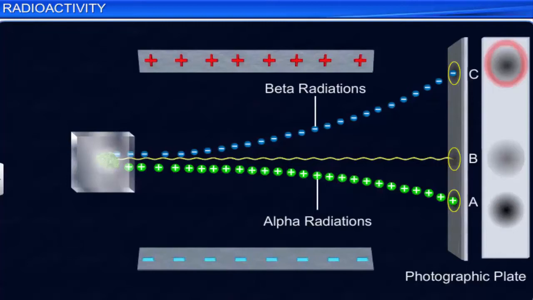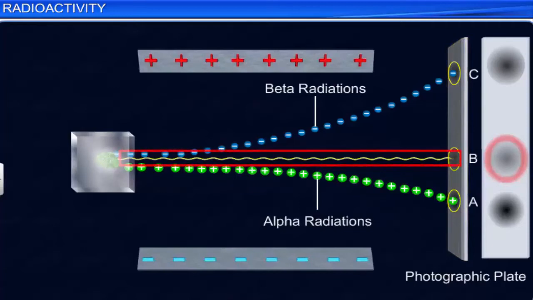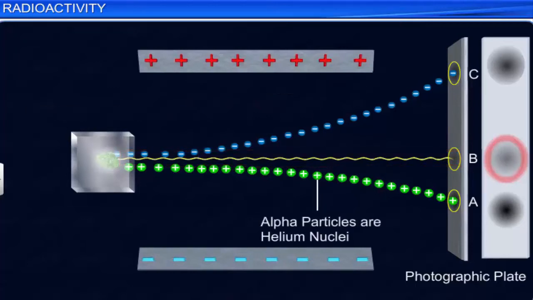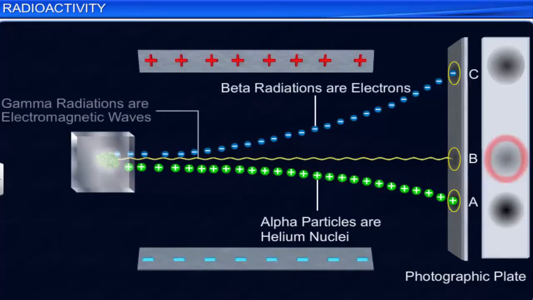Rutherford also concluded that spot B, formed in the middle of the plate, must be due to radiations that are not affected by the presence of the electric field. He named them gamma radiations. Further studies showed that alpha particles are the nuclei of helium. Beta particles are electrons, and gamma rays are high-energy electromagnetic waves.